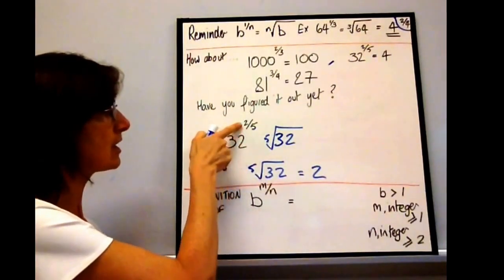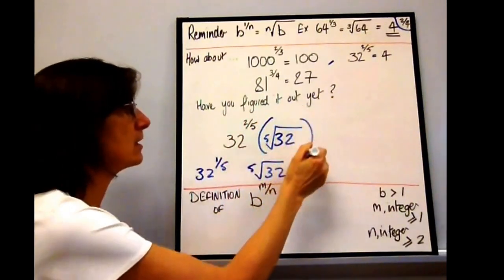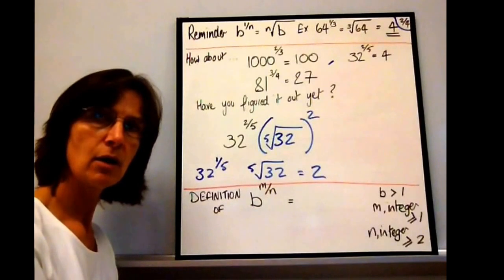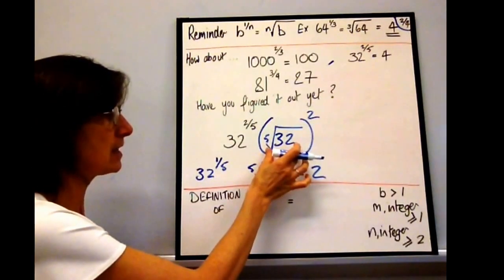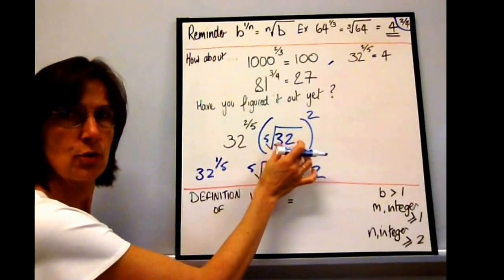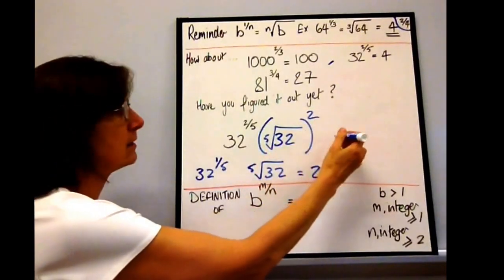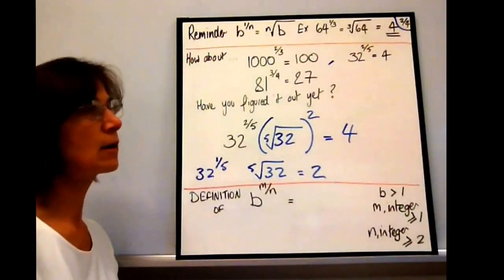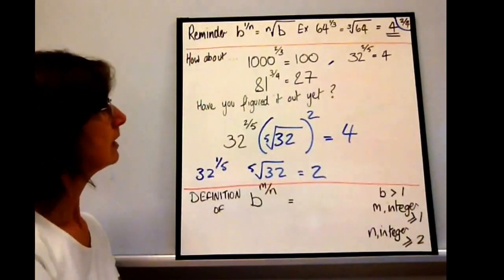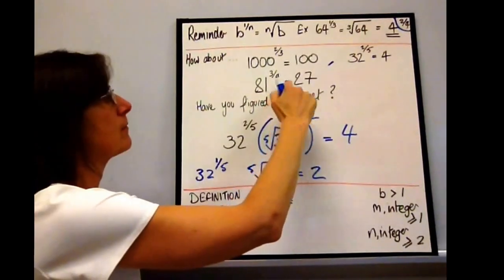And next, we actually have to take the second power of that answer. So what's in my parentheses equals 2, and 2 squared is equal to 4. That's where we got our answer from. Let's do this one, shall we?